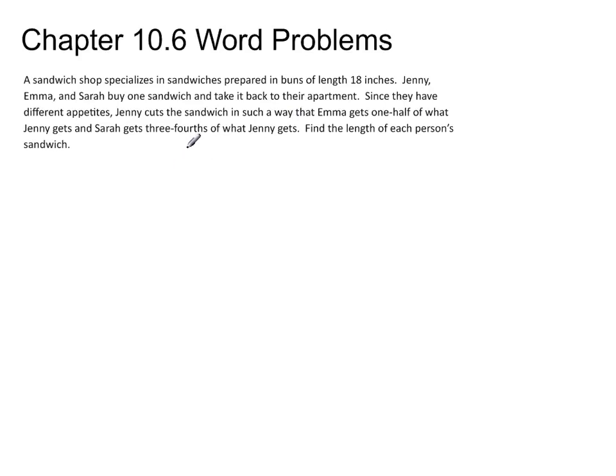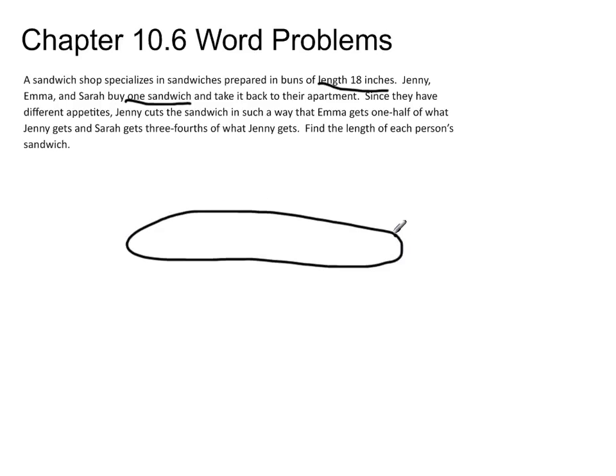Okay, so let's see. We know we have buns that are 18 inches long, and Jenny, Emma, and Sarah bought 1 sandwich and take it back to their apartment. So for the first 2 sentences, pretty much all they told us is we have 1 sandwich that is 18 inches long. They also told us there's 3 people, Jenny, Emma, and Sarah. Since they have different appetites, Jenny cuts the sandwich in such a way that Emma gets 1/2 of what Jenny gets and Sarah gets 3/4 of what Jenny gets.